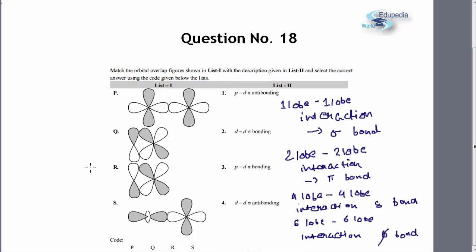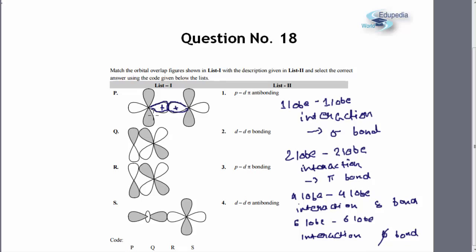So now let us have a look at it. In option P, you can see one lobe of this orbital, and this is another lobe of another d orbital. So clearly you can see there is a one lobe interaction, and since both of them are in the same phase, the same polarity, there will be a constructive interference between the two waves, and due to constructive interference we will get a bonding orbital.